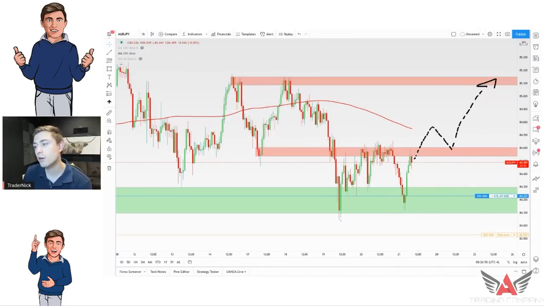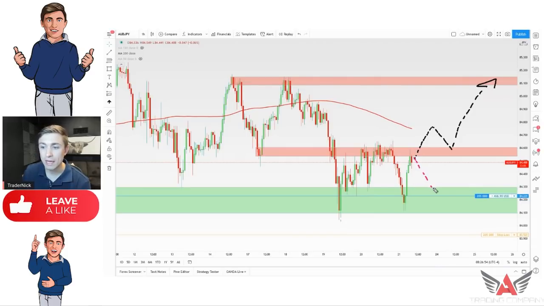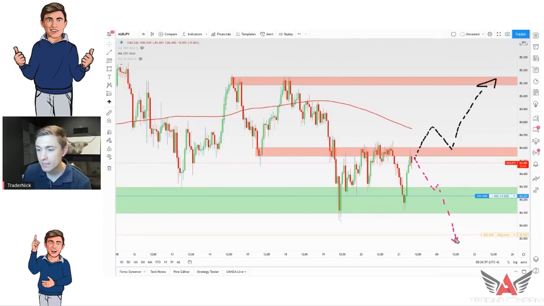And worst case scenario at this point is that maybe this level just never breaks. We fail and we actually end up going down and taking the full stop loss. Right now, I'm still willing to hold the full trade and basically just see if it can run higher.